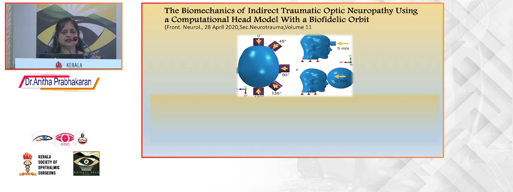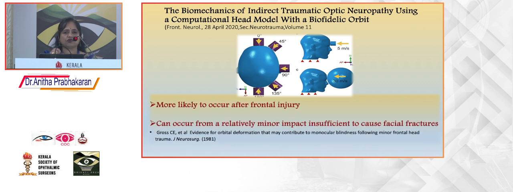And the biomechanics was explained with a computational head model, which showed that this 45-degree injury, a trivial injury to the frontal area, to the supraorbital area, is more likely to cause a traumatic optic neuropathy, which explains the boy which we had seen.